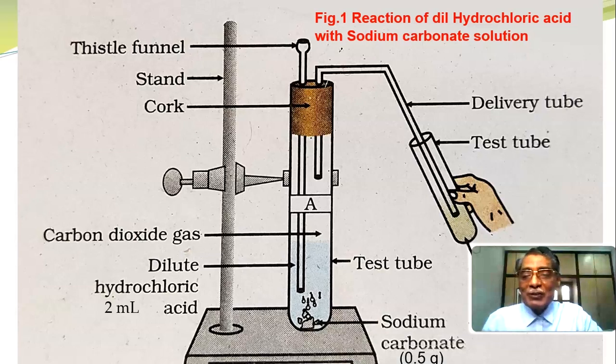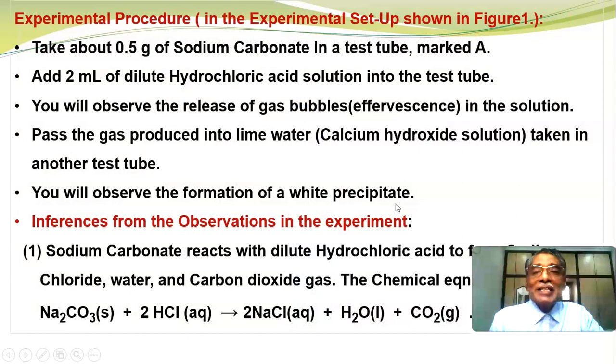Then you will observe the release of gas bubbles, which you call effervescence. And then you collect these gas bubbles through a delivery tube into another test tube which consists of lime water, that is calcium hydroxide solution. Then you will observe the formation of a white precipitate in this test tube. Let us see the inferences.